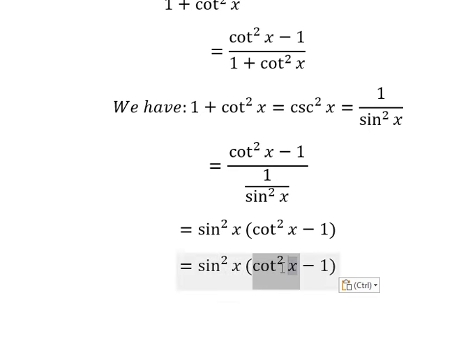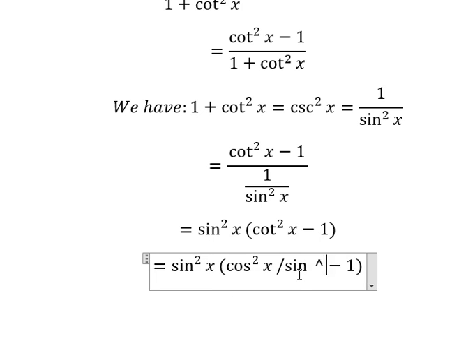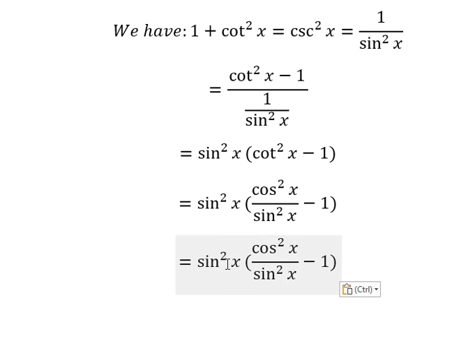Next, this one we change to cosine squared s over sine squared s, because cotangent s equals cosine s over sine s. So this one is multiplied by this one and this one.